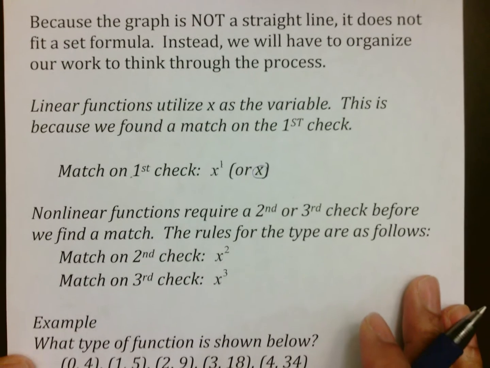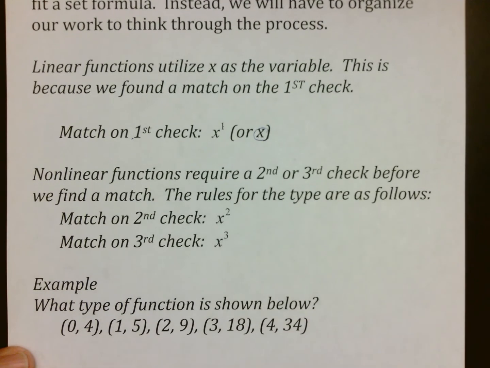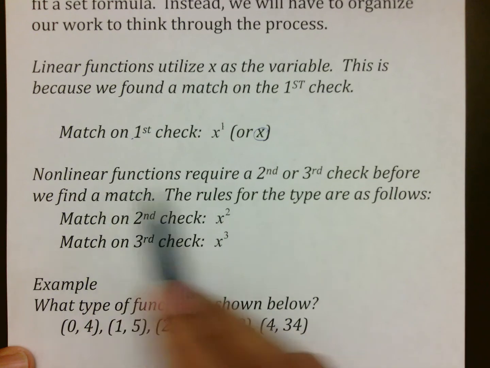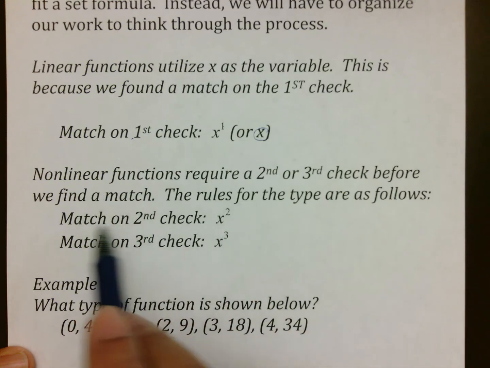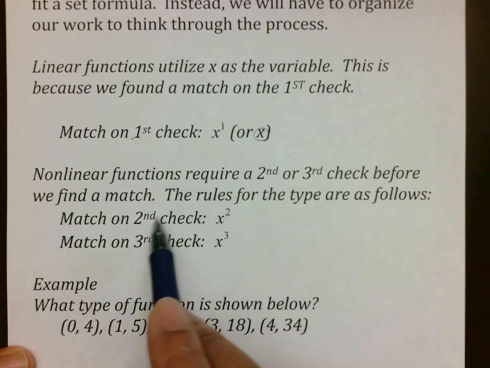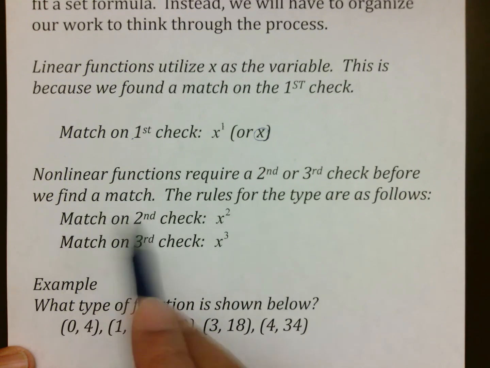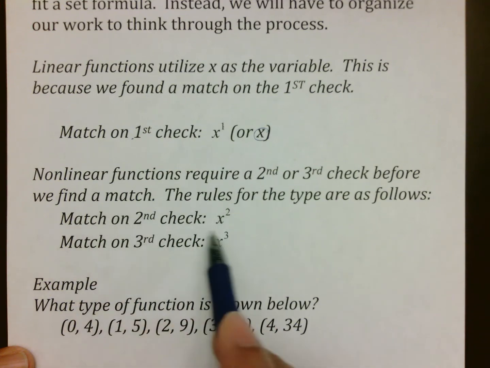Nonlinear functions require a second or third check before we find a match. What I mean by finding a match is that the rate of change between each part is the same. If it matches on the second check, then we put x to the second power. So if the second check makes all the numbers the same, then it's going to be x to the second. If the third match works, then it's going to be x to the third.